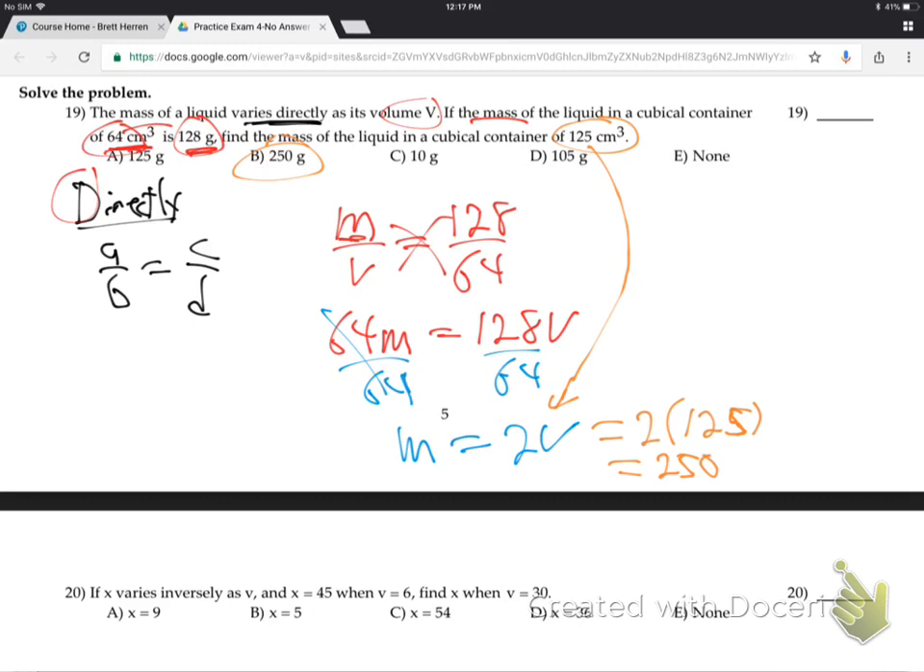Now you had to be careful with the words, right? Because look at the words. Maybe it'll help if I say it this way. It says mass is 128. So that's mass. And 64 cubic centimeters, that's volume. That makes sense? A little tricky, huh? The way they switched it, they made a complex sentence.